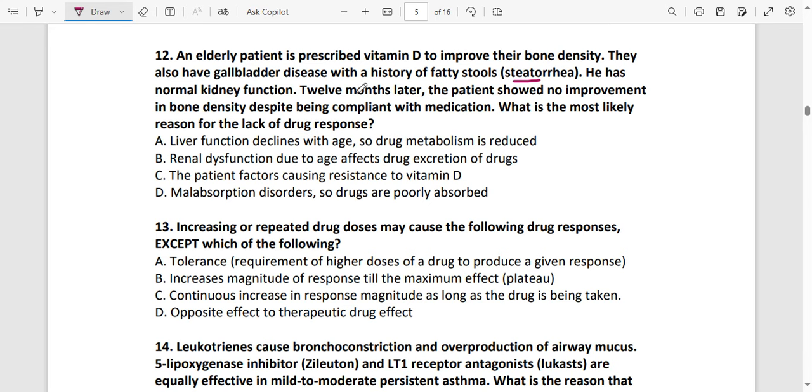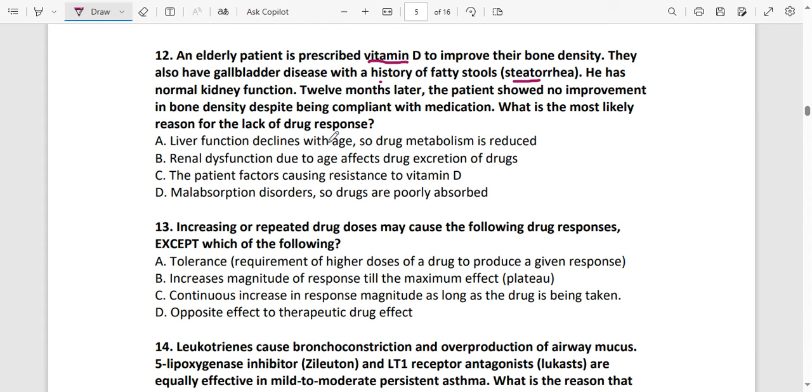12 months later, the patient showed no improvement in bone density despite being compliant. You are giving them vitamin D, and after 1 year there is no improvement in the condition, even when someone is compliant. What is the most likely reason for the lack of drug response?